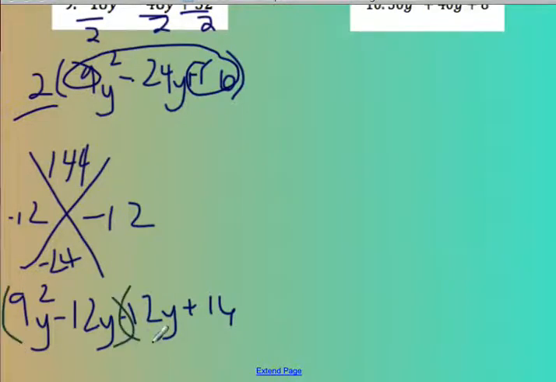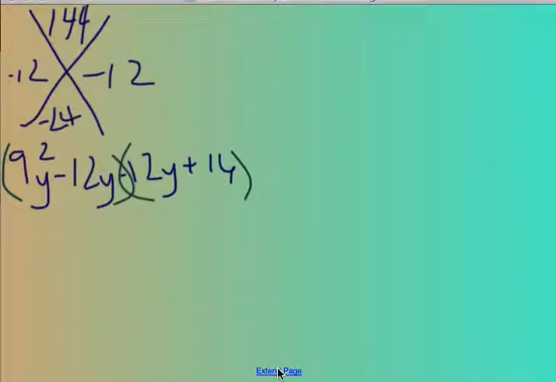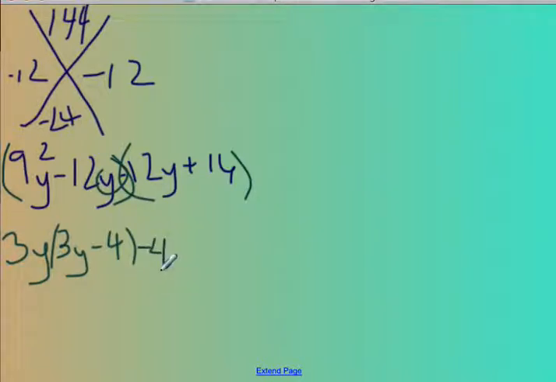So I'm going to make my two groups. Out of the first group, between 9 and 12, I can take out a 3 and a y. When I divide each of those by 3y, I'm left with 3y minus 4. Now I notice that in between the two groups is a negative sign, so I need to take out a negative. Between 12 and 16, you can take out a 4, and you divide each by a negative 4. So when you divide each by a negative 4, you're again left with 3y minus 4.